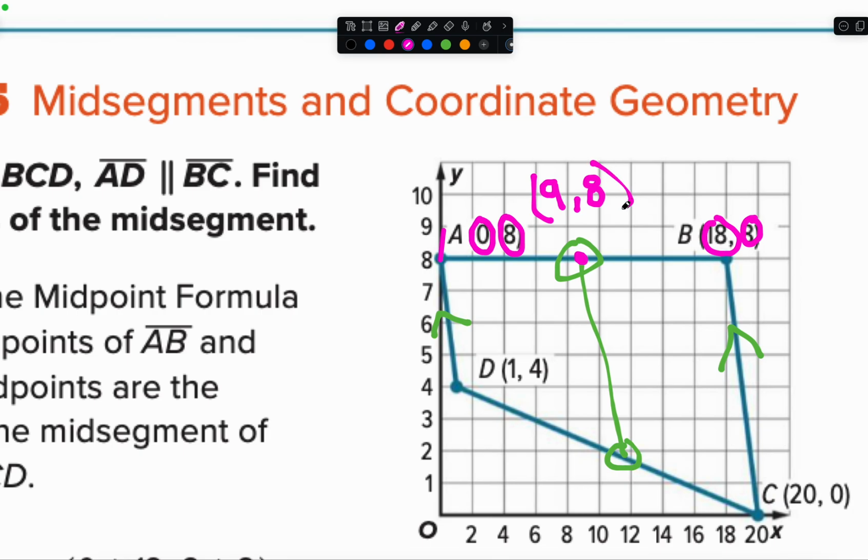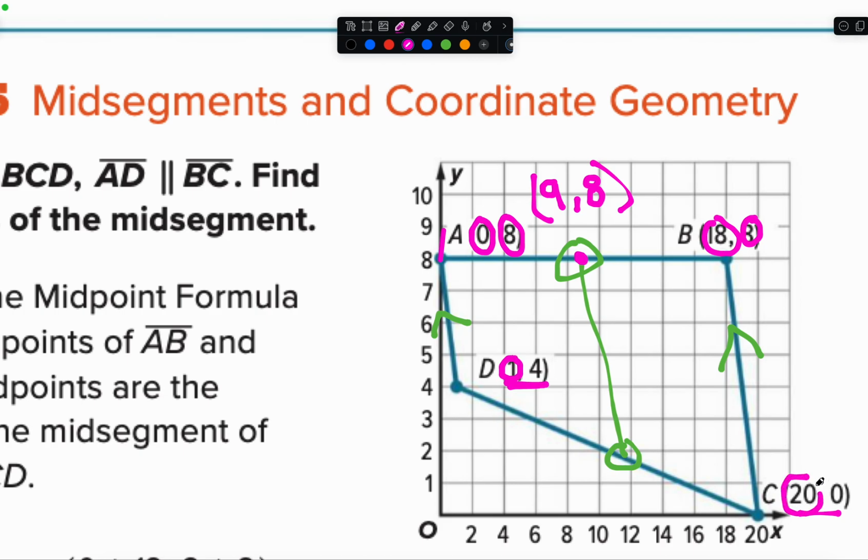Okay, now you probably could have figured that out on your own, that that's going to be 9 comma 8, right? Like half the distance across, 9 comma 8. But when it's slanted, it's a little bit harder. You're trying to average 1 comma 4 and 20 comma 0. So average means add them together and divide by 2.